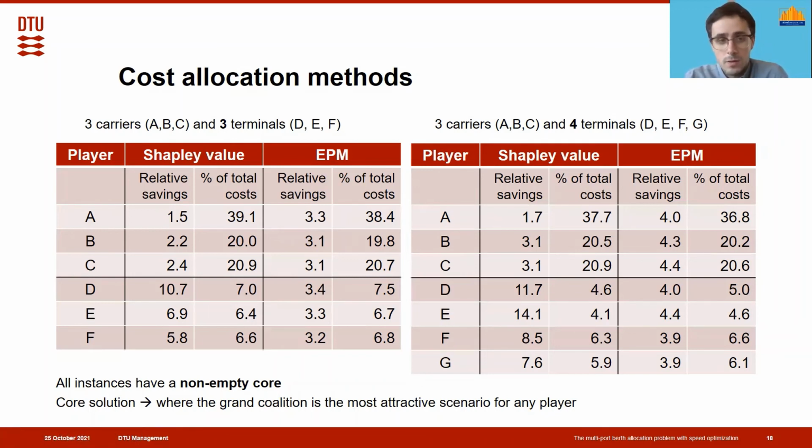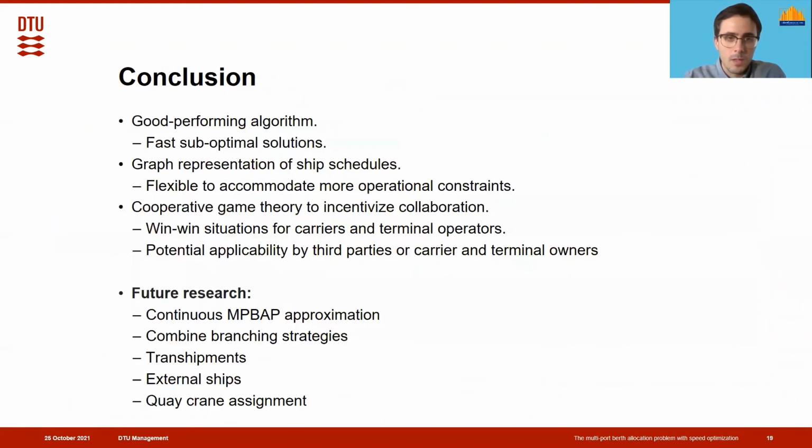with both methods. For example, Shapley value tends to balance the absolute cost, whereas the equal profit method tends to balance more the relative savings. There is no better or worse solution in this case. It's more to highlight that there could be many ways of distributing these savings efficiently while everyone benefits at the same time. So as a conclusion, we present a good performing algorithm.